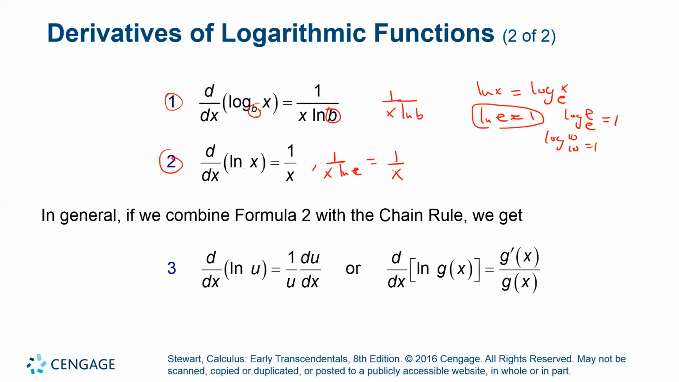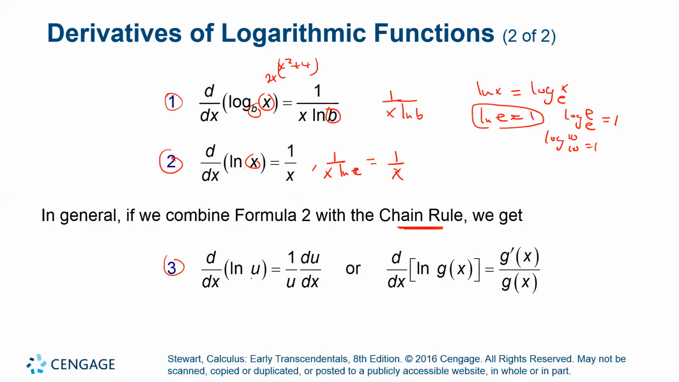Just 1 over x. And the third definition is that if the x here is not just x but, say, 2x, or x squared plus 4, something like that, how do you differentiate that? That's where the chain rule comes in. And so when you have that, it's the same thing.